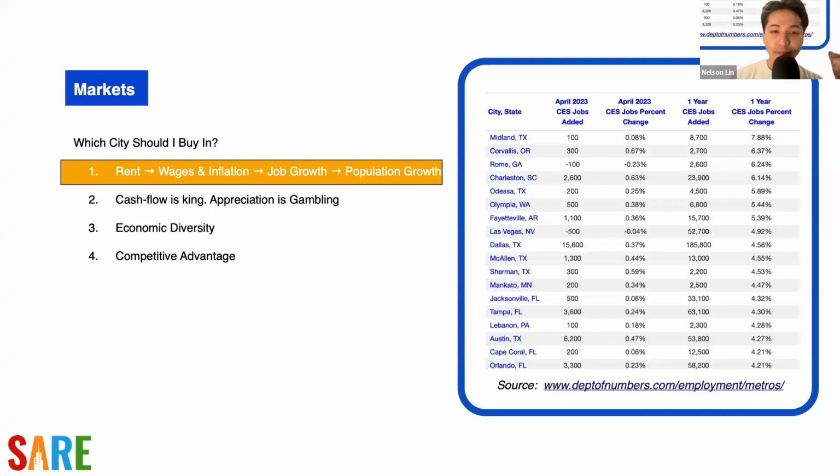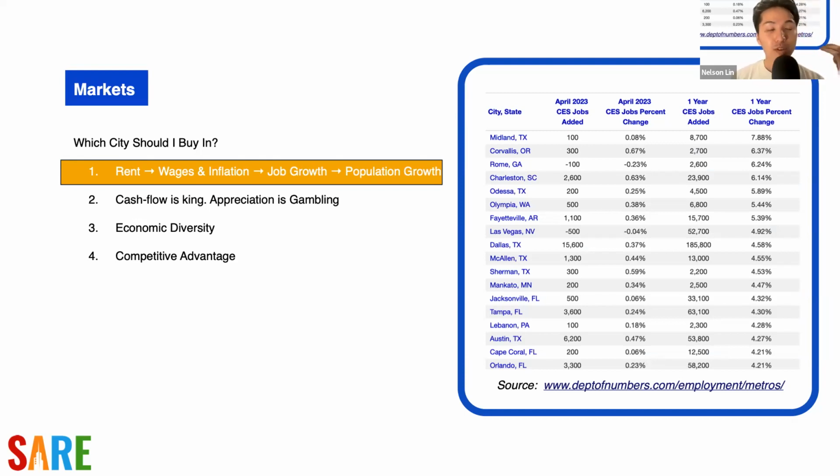So, all right, then you care about wages and wage growth and job growth. How do you figure out what job growth is? Well, there's a website called departmentofnumbers.com and employments, and you can track the different metros. Now you have to be cautious. I ranked it by the biggest 1 year jobs percent change, and Midland, Texas grew the most.